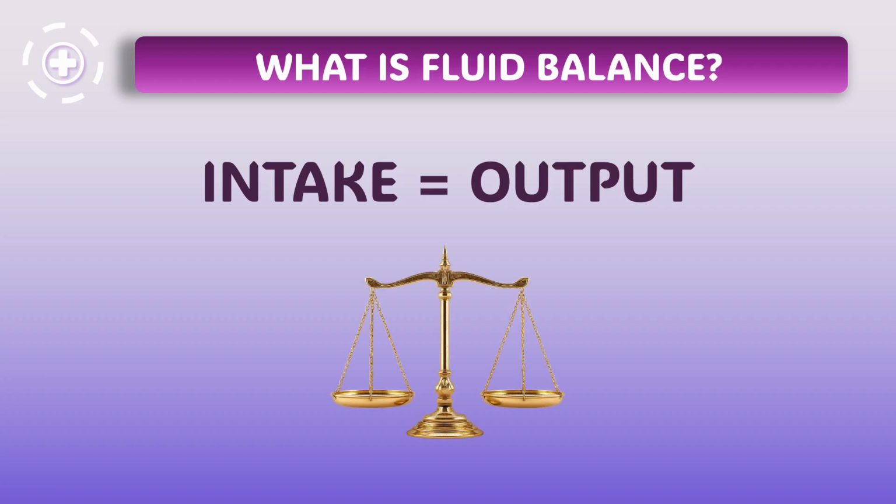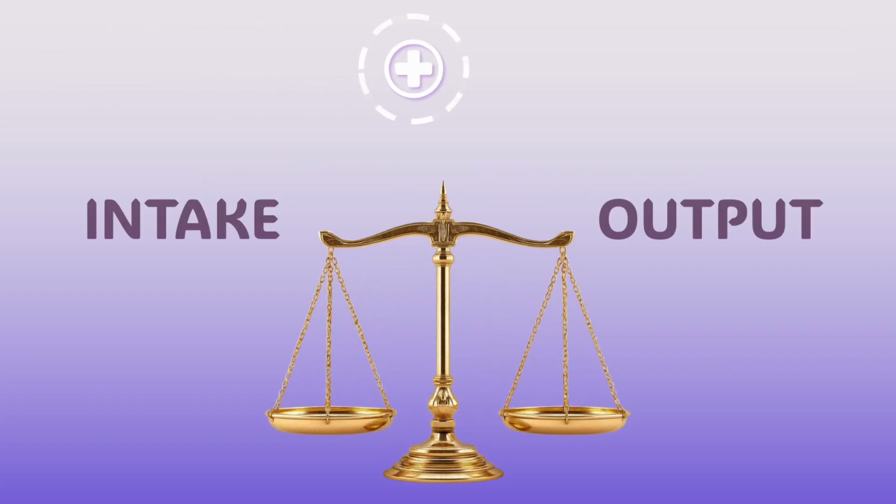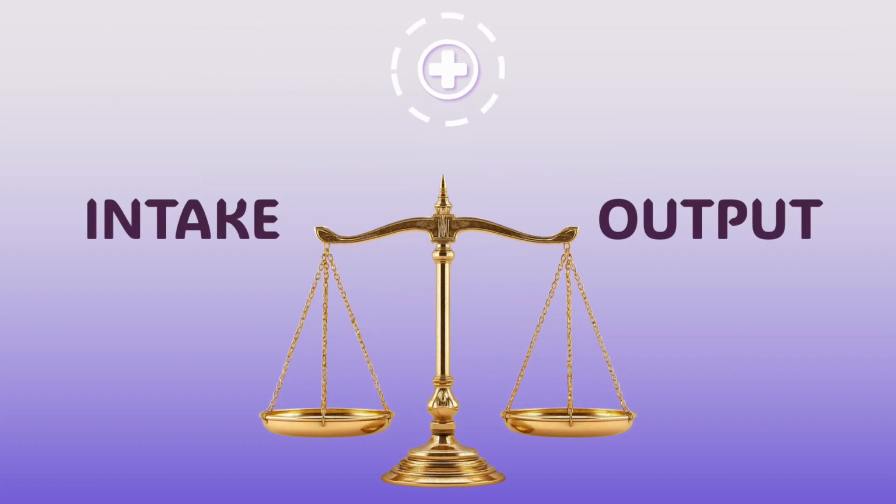So let's think of fluid balance like a scale. On one side is intake, on the other side is output. Now, when intake and output are balanced, the scale stays level. That is the perfect makeup for the human body. But if intake exceeds output, fluid starts to build up. That scale goes teeter-totter to one side. This is called fluid volume excess, when we have just too much fluid in the body than what we need.